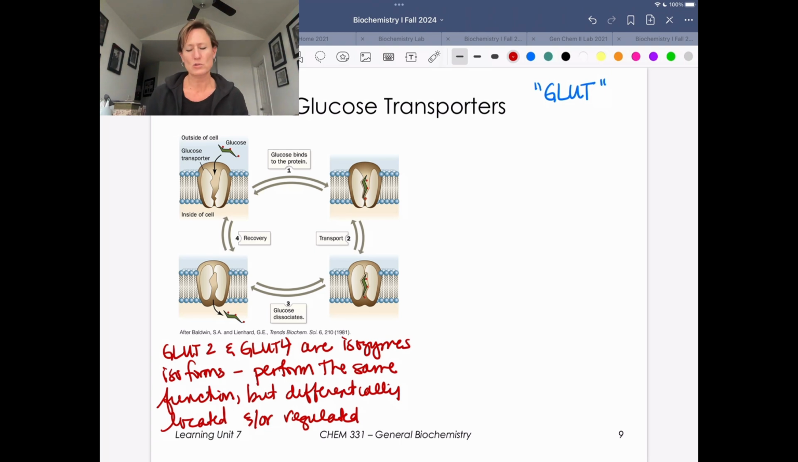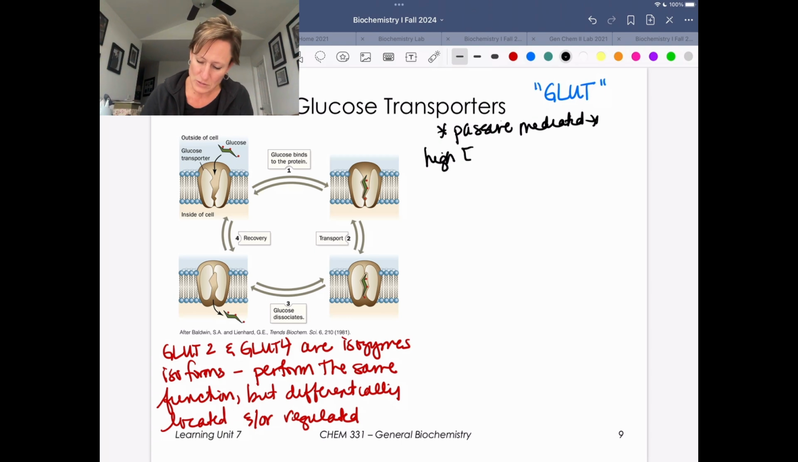So some commonalities for what we see with glucose transporters, no matter what the number is after that GLUT prefix, is they are passive mediated. That's the type of transport. That means we are going to be moving things from high glucose concentration to low. We are going to be dissipating gradients.